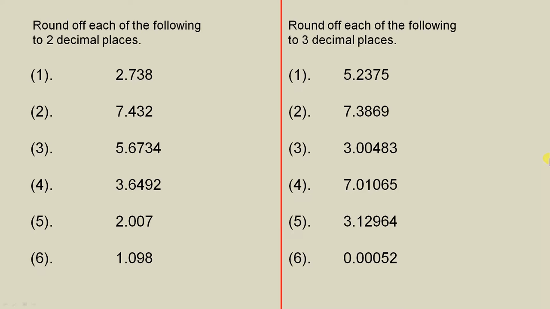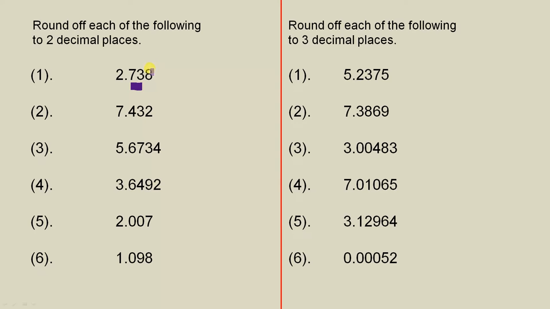Round off each of the following to 2 decimal places. So here we have 6 examples and we have to round them off to 2 decimal places. Now when you go to the lesson, if you need to, it will highlight the fact that basically 2 decimal places means that you have 2 digits after the decimal point. Then you must look at this third digit here.